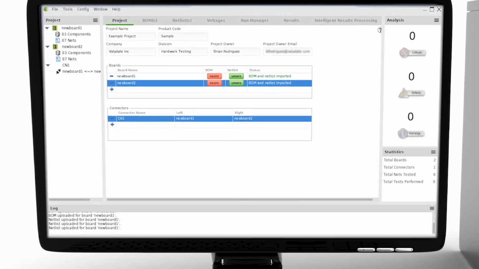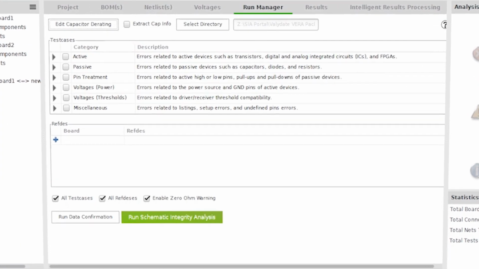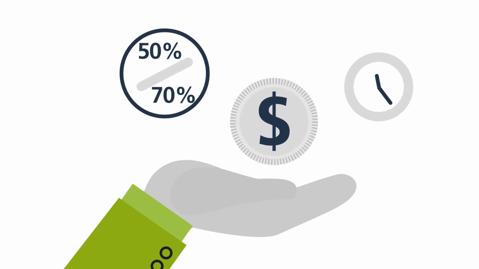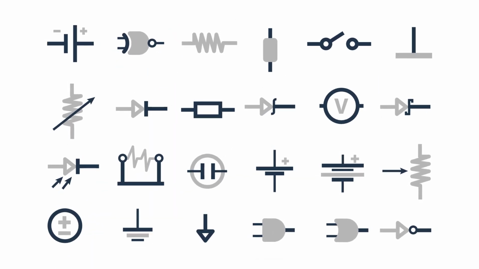Expedition Validate performs 3,000 to 4,000 checks per circuit board, a number no designer can match. Moreover, Expedition Validate can eliminate 50 to 70% of design respins. The benefits of introducing Expedition Validate are endless.